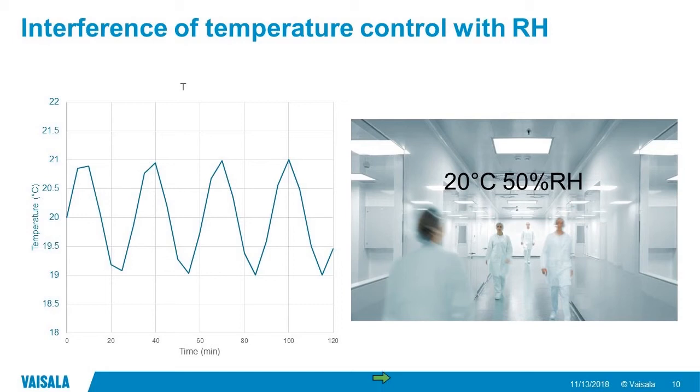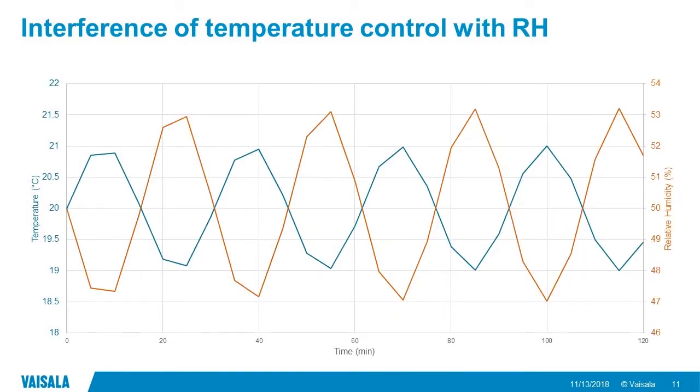So in the next graph, you see here that this is actually the same temperature oscillation we saw in the last graph. But just because the temperature is changing, you are actually causing a relative humidity change also. So when the temperature goes up, that means relative humidity goes down.